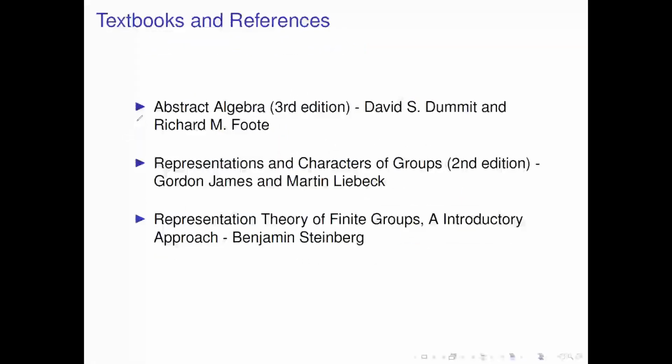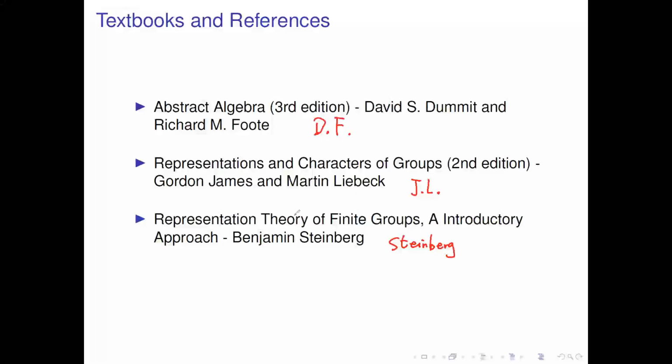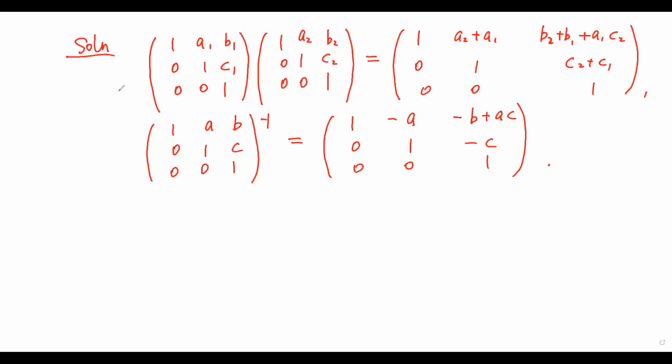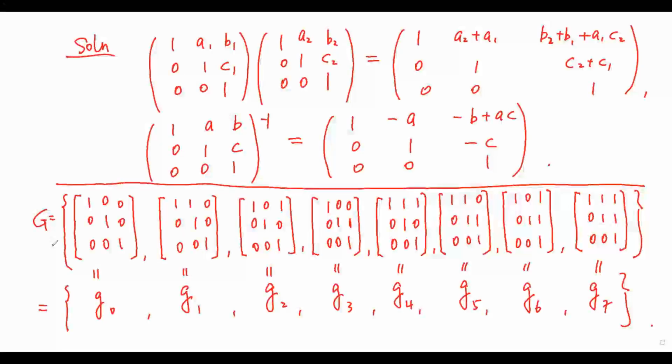We have these 3 reference boxes for this problem. We use DF for this box, JL for this box, and Steinberg for this box. Solution: we write these 2 formulas for the upper triangular matrices. Now we write all the 8 elements of G, and G is the subgroup of this general linear group.